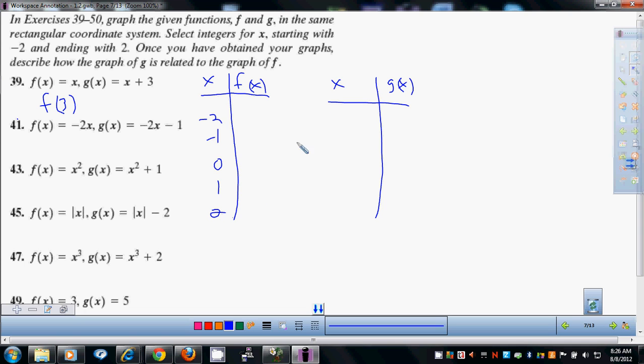Alright. So we're plugging in -2 to 2 for both. So when I plug in -2 to 2 into my original, well, it's just x. So I'm going to get the same thing right back. So it'll be -2, -1, 0, 1, and 2. When I plug it into my second one, I'm going to be adding 3 every time. So -2 plus 3, -1 plus 3, 0 plus 3, 1 plus 3, 2 plus 3.